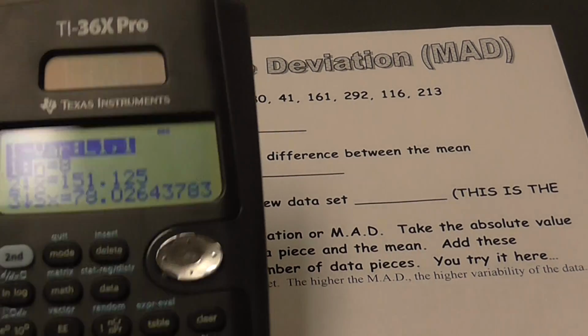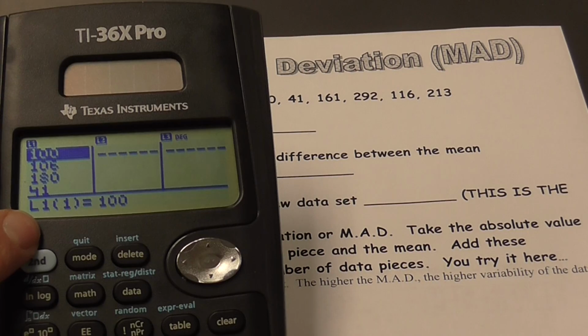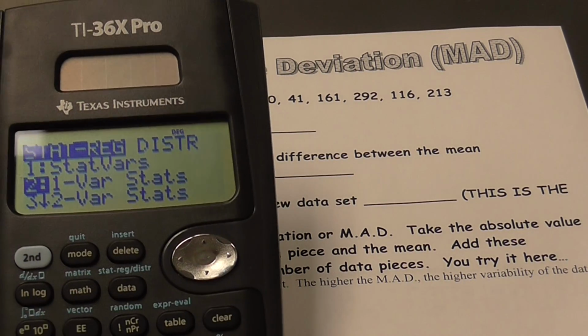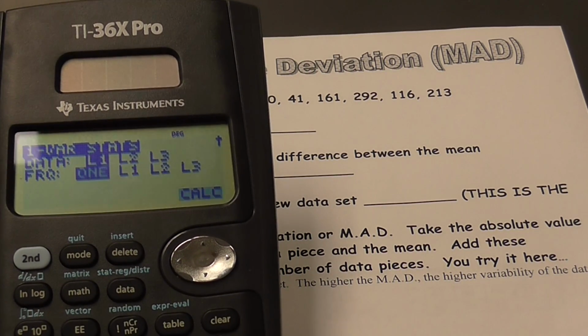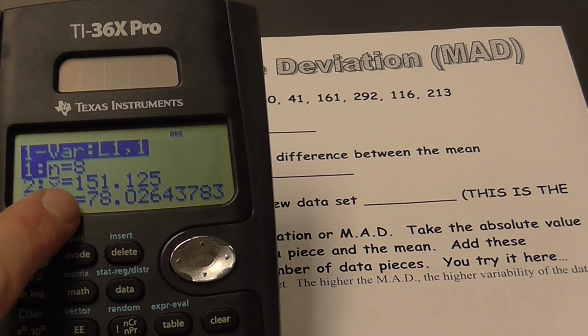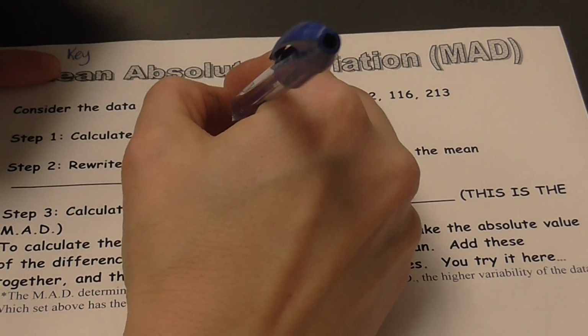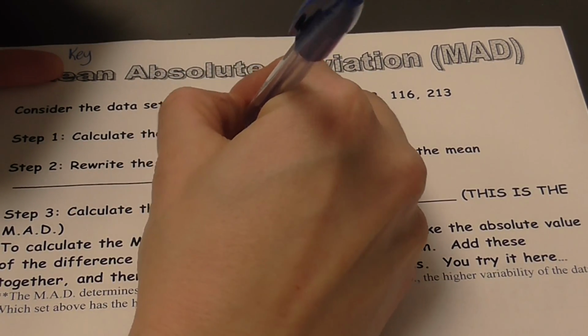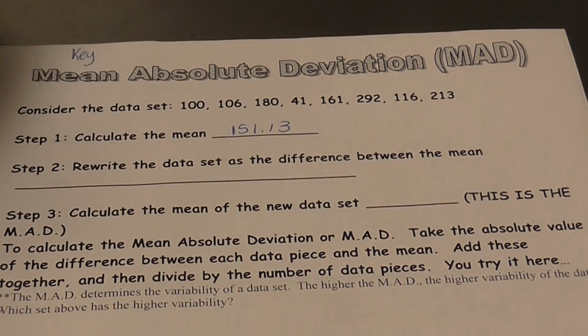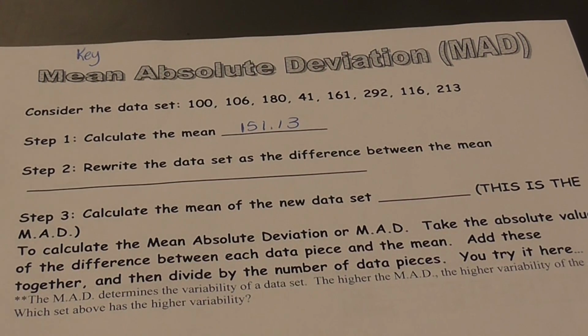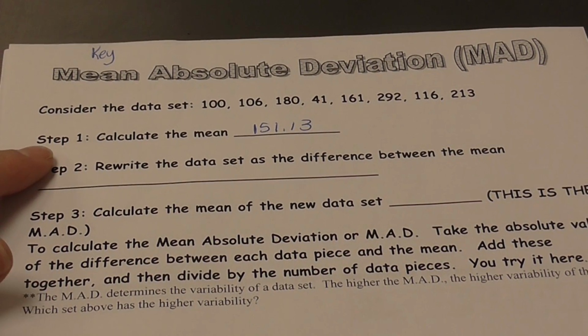I have already put this in my calculator. I put it under list 1. I went to one variable statistics. I kept hitting enter until I got some information, and right there is my mean. It's 151.1, and we're going to round it to 3, 151.13.